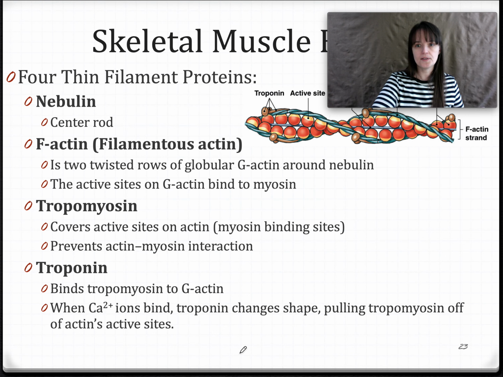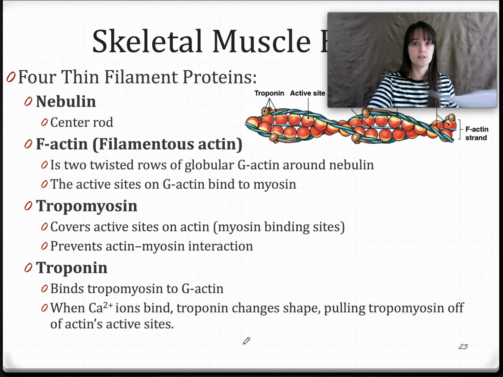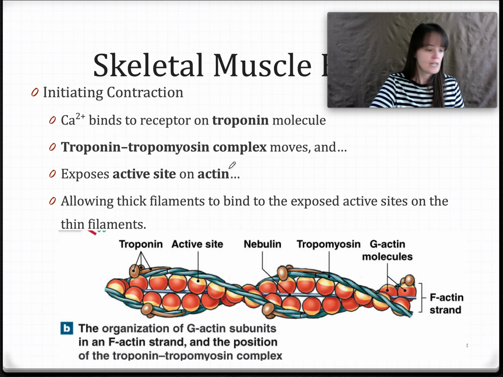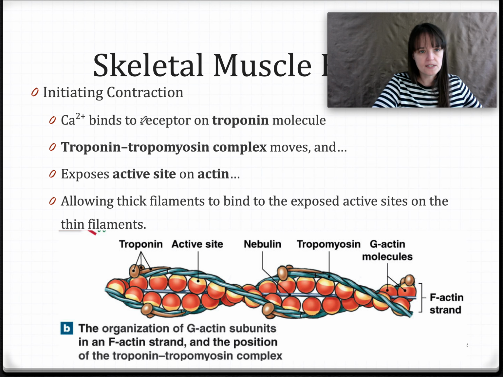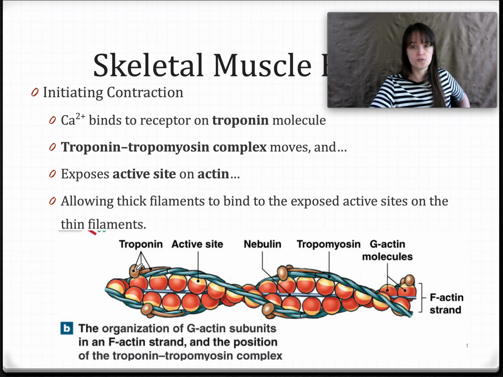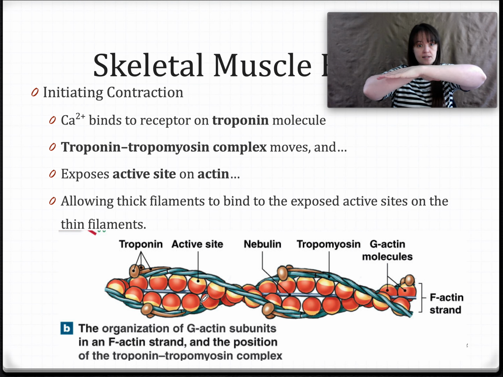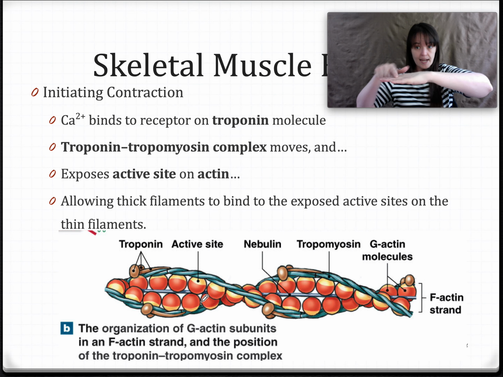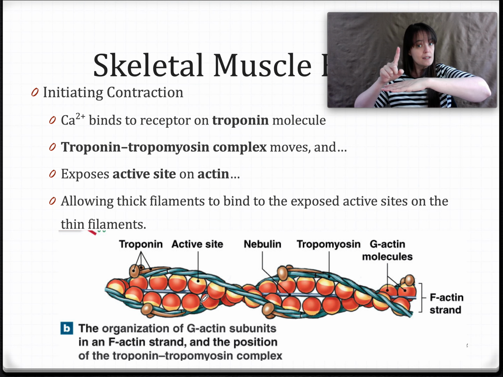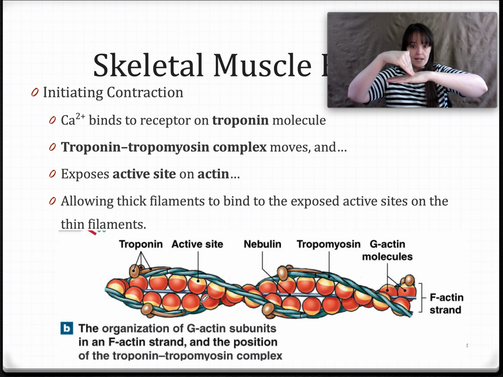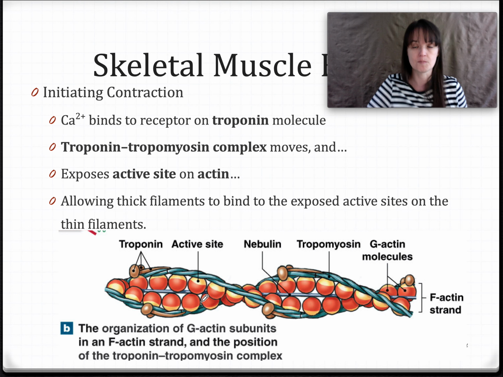I've already said all of this, but if you need this, just pause and grab all of this and write it down. Okay, so to initiate the contraction, the calcium binds to troponin, which moves the tropomyosin off of the active sites on actin, exposing the active sites on the actin. And that allows the myosin, which is what? Thick filaments. That allows the myosin, the thick filaments, to bind to the exposed active sites, and then they'll move the actin, but we'll cover that here in a second.